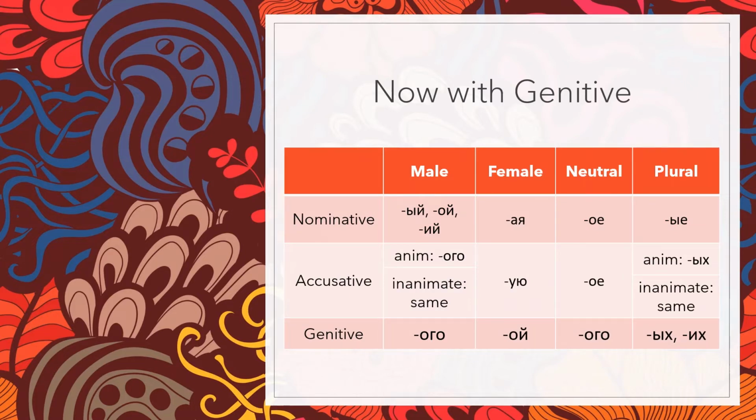Okay? So the genitive case, the adjective endings are going to be -ого for male and neutral nouns, -ой for female, and -ых or -их for plural. Now it's really going to be -ых. The reason why I included the -их is because I want to take a moment and teach you a quick spelling trick in Russian.